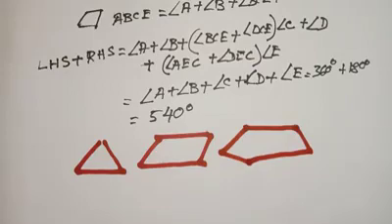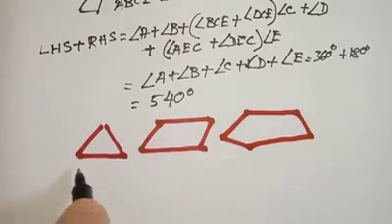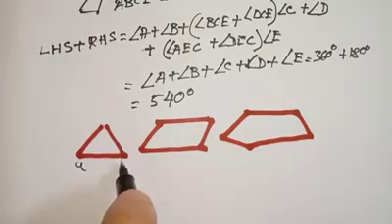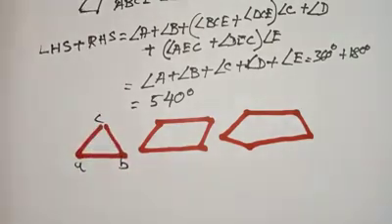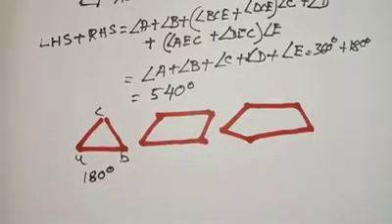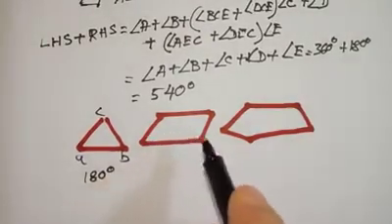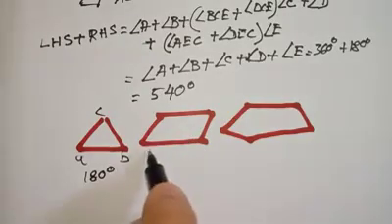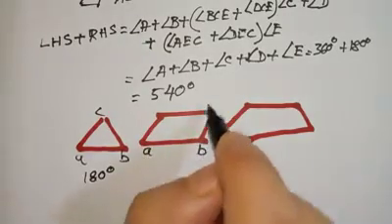So now what we see, for example, if this is the triangle and we name it as ABC, right? We know the internal angles of a triangle is always 180 degrees, right? So this will be 180 degrees. Now for example, say it's a parallelogram and we can call it ABCD, right?